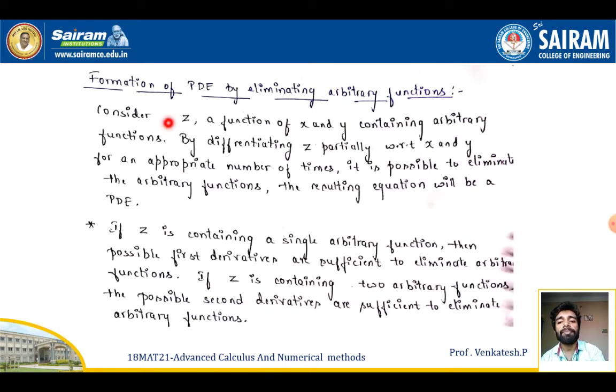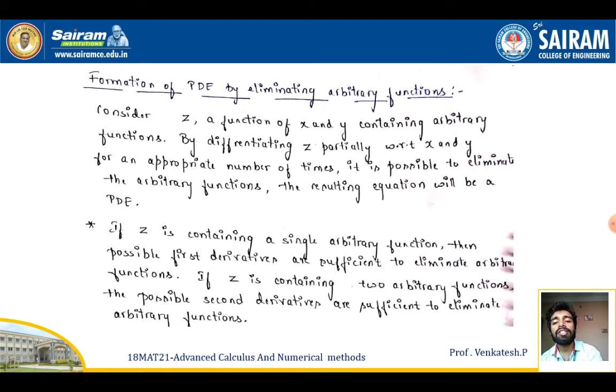So consider z, a function of x and y. Here we can note that z is a dependent variable and x and y are independent variables, and this z contains an arbitrary function. By differentiating z partially with respect to x and y an appropriate number of times, it is possible to eliminate the arbitrary function. The resulting equation will be our partial differential equation. So to eliminate the arbitrary functions, we have to differentiate the given equation z an appropriate number of times to get a partial differential equation.